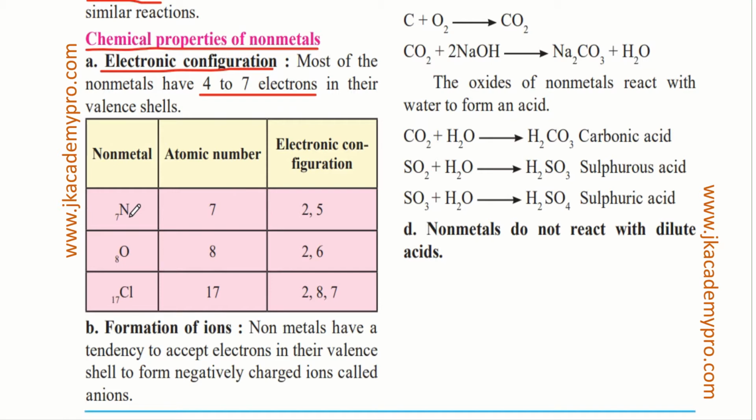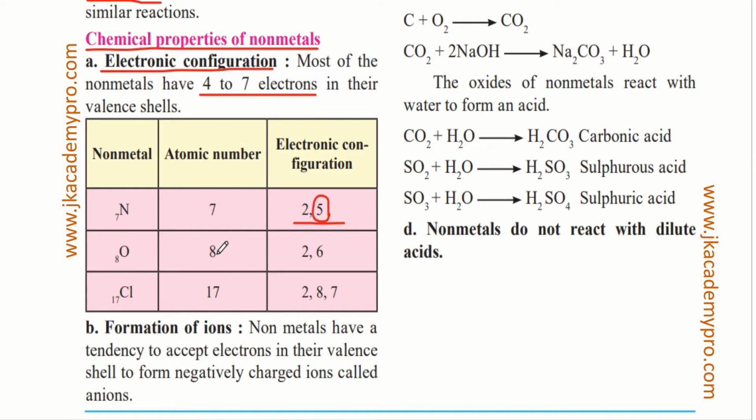N is the short form for nitrogen and it has an atomic number of 7. That is, total number of electrons present in nitrogen are 7. So when we write the electronic configuration, we would get 2, 5. That is 2 electrons in the first shell and the remaining 5 electrons in the outermost shell. So here there are 5 electrons in the valence shell and therefore we can see that it is between 4 to 7.